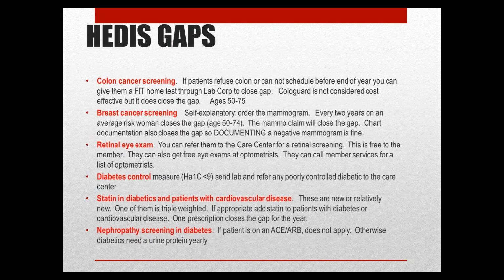The HEDIS gaps are pretty straightforward. You know, for patients with colon cancer, if they refuse the colon or they cannot get scheduled before the end of the year, give them a fit test, go through LabCorp, close that gap. Cologuard is not considered cost-effective for us, but it does close the gap. So we're looking at ages 50 to 75. Breast cancer is pretty straightforward every 2 years. You want to document that in the chart. And again, documenting a negative mammogram is fine documentation.